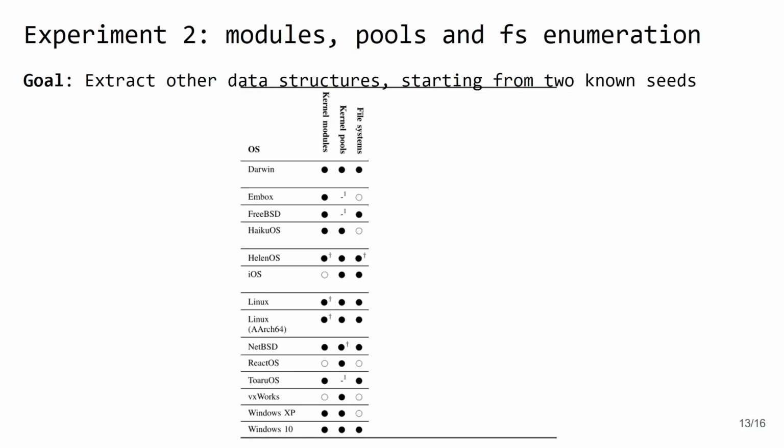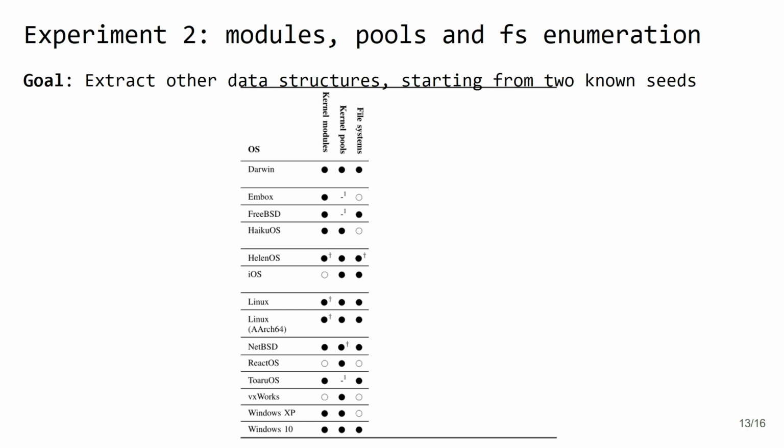We perform a second chunk of experiments in which we want to extract other important data structures used in forensic analysis: the list of the kernel modules loaded at runtime, the list of kernel pools, essentially the list of memory areas that the kernel uses to allocate memory for itself and the processes, and the list of file systems mounted at runtime.